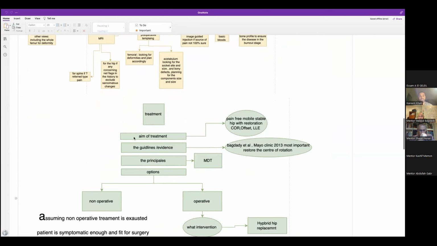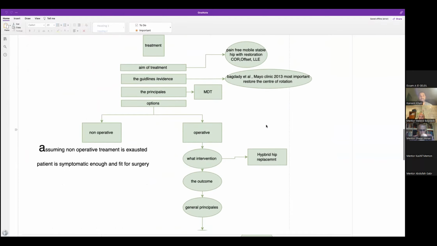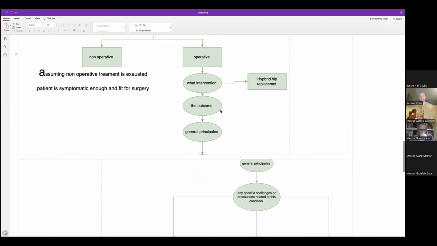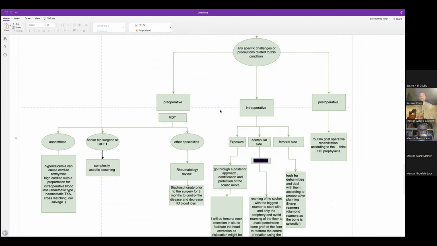Then my treatment. The aim of treatment is to obtain a pain-free mobile hip with restoration of the center of rotation, following guidelines. If the patient has had Botox, you can put this in. If not, you just say the principle is that this is a complex case and we need a multidisciplinary approach. Assuming the patient exhausts the non-operative treatment, I will do a hybrid hip replacement for him. However, this is an example of a complex case.